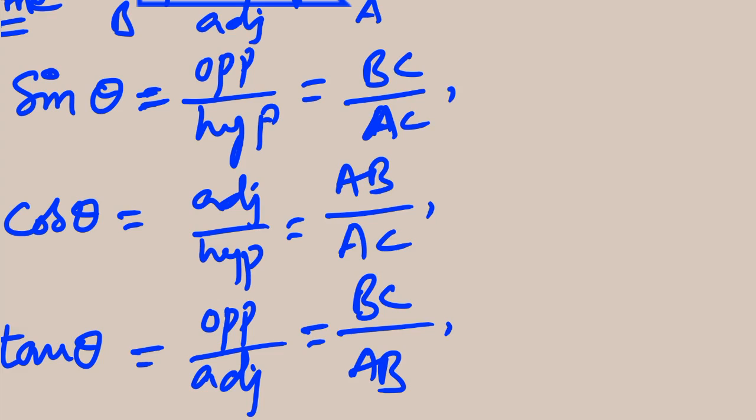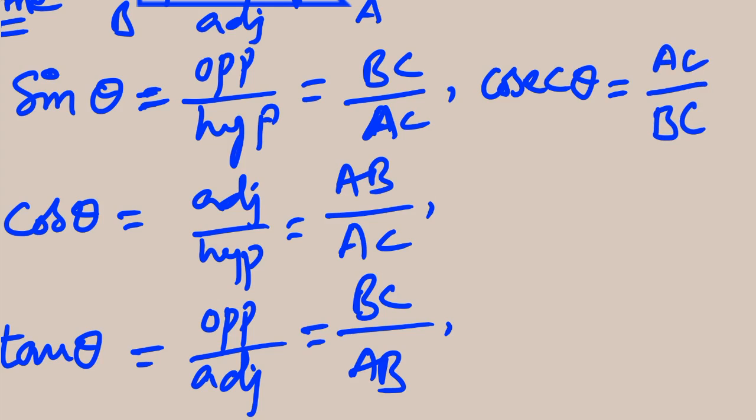And similarly we can define another three also, but those three are multiplicative inverses of sine, cos, tan theta. So sine theta inverse is cosecant theta, or cosec A also we can say. Cosecant theta inverse, I said, that means if sine theta is having opposite by hypotenuse, then cosecant theta is having hypotenuse by opposite side. So hypotenuse is AC and opposite side is BC, AC by BC. This is BC by AC and this is AC by BC.